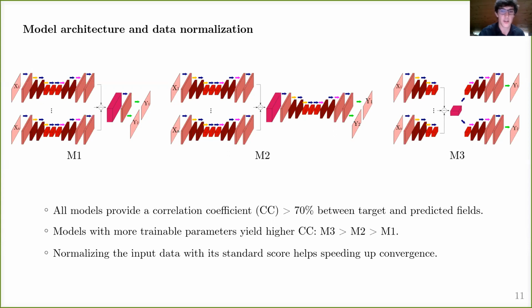First of all, these models provided quite good Pearson correlation coefficients between target and predicted fields, which means that this is already quite a good architecture to start with. We also observed that the architectures with a higher number of trainable parameters performed better, providing higher correlation coefficients. Then we tested how normalizing the input data affects these predictions. Using each individual snapshot's standard score before feeding it to the neural network normally provides faster convergence during training. So that's something positive as well.